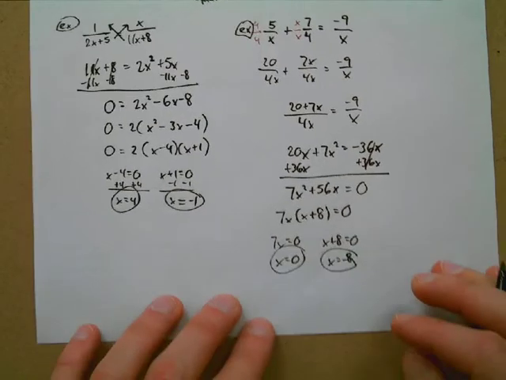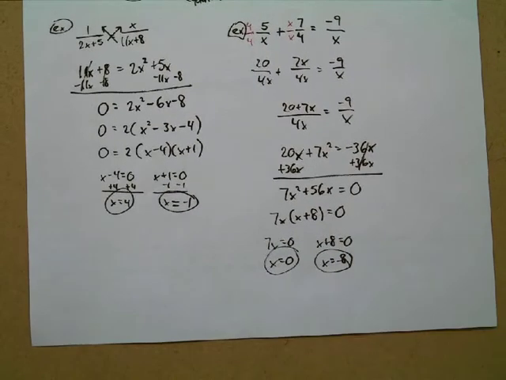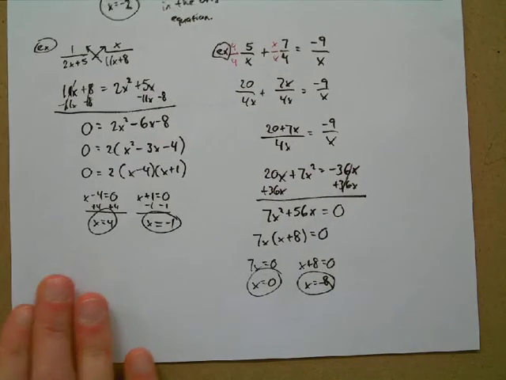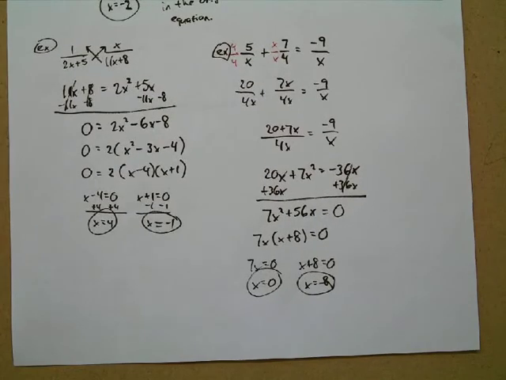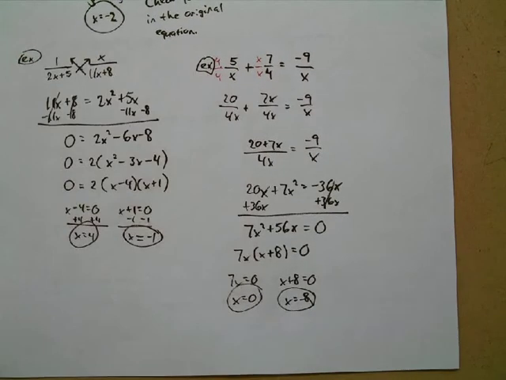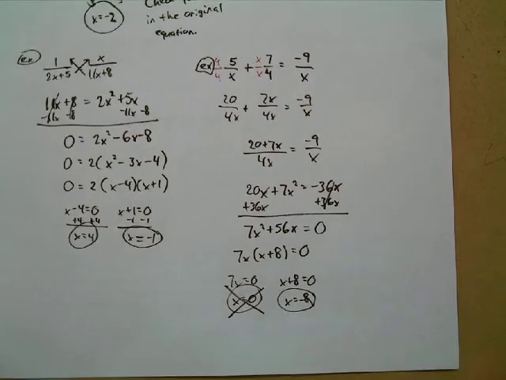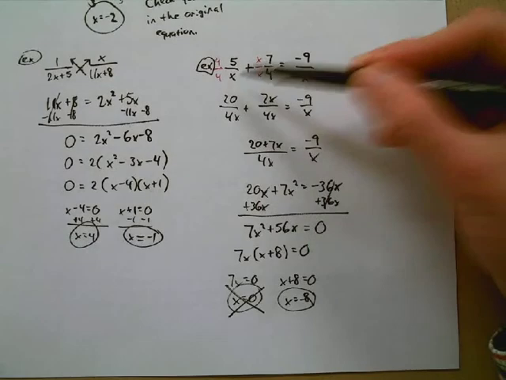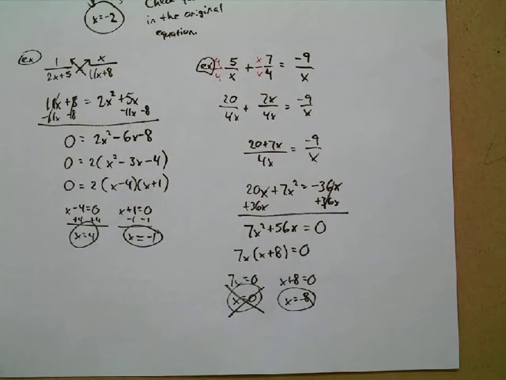Okay? But I need to check my answers, and guess what? One of them doesn't work. If I plug 0 back into my original equation here, I'm going to get 0 in the denominator. So in other words, 0 does not work. We've got to throw that answer out. Negative 8, though, that's okay. I can put negative 8 in for x there. So that one's okay still. So throw out 0. The only answer is negative 8.